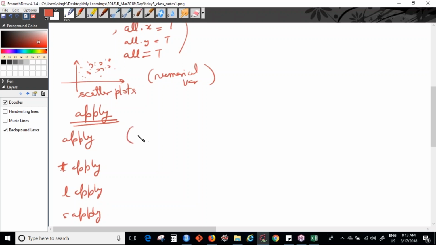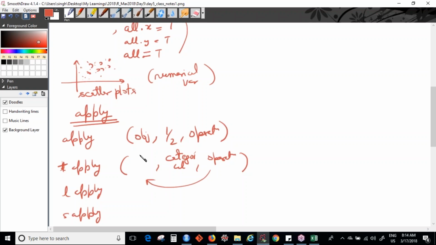So apply function, the syntax is you take the object, you write 1 and 2, and then whatever operation you want to do. This is the syntax. tapply also takes 3 inputs. The second input is a categorical variable based on which your data will be divided. Then this is again some operation. So your data will be divided based on your second input, and your operation will be done on your first input. So this can be another column of your data.